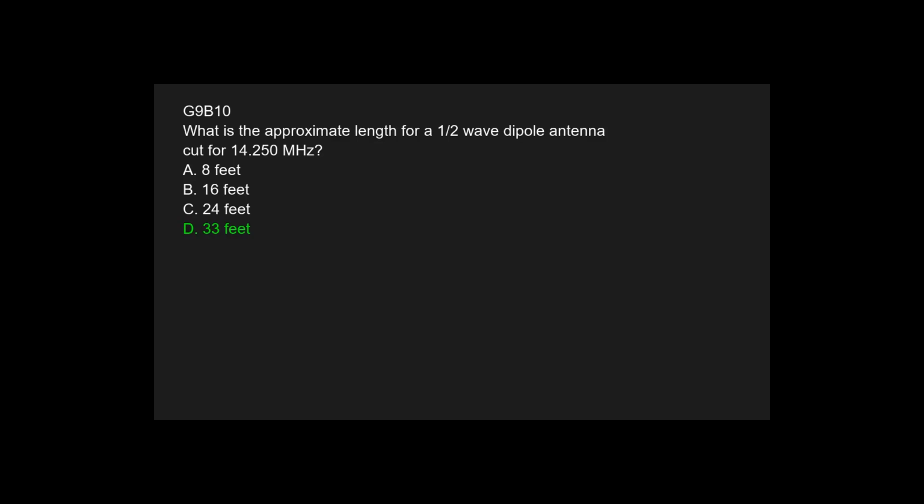The correct answer is D. 33 feet. Question: What is the approximate length for a half-wave dipole antenna cut for 3.550 MHz? The correct answer is C. 132 feet. Section G9C. Directional antennas.